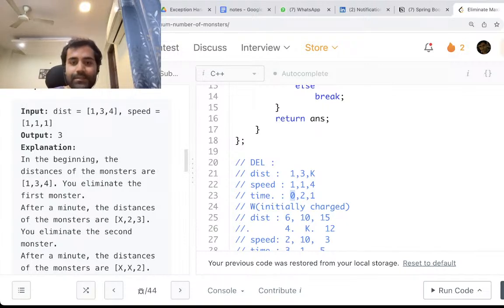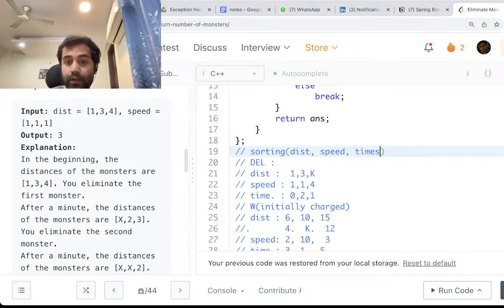Okay, so what comes to your mind? How many of you feel that we need to perform some sort of sorting over here? Do you believe anything like that? And if yes, then what is it that you want to sort? Do you want to sort your distance array, or do you want to sort your speed array, or do you want to sort your time array?